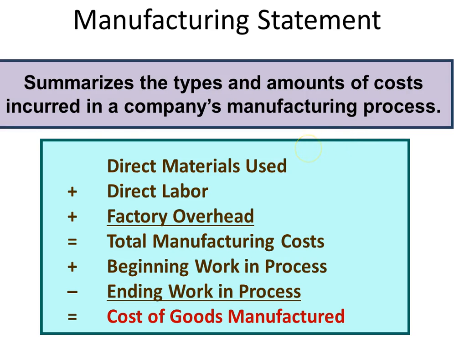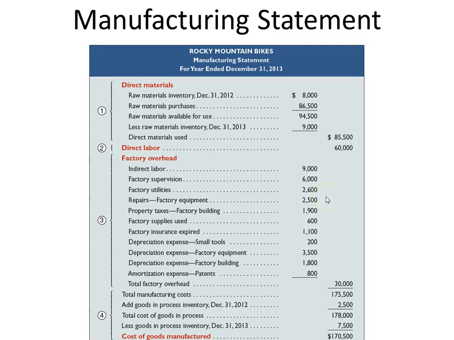This summarizes the different costs of manufacturing. Again, you have your direct materials, direct labor, factory overhead, total manufacturing, work in process, ending work in process, cost of goods sold. So you've got plus, equal, plus, minus, equal here to get through this process. I would circle this and understand this process here.